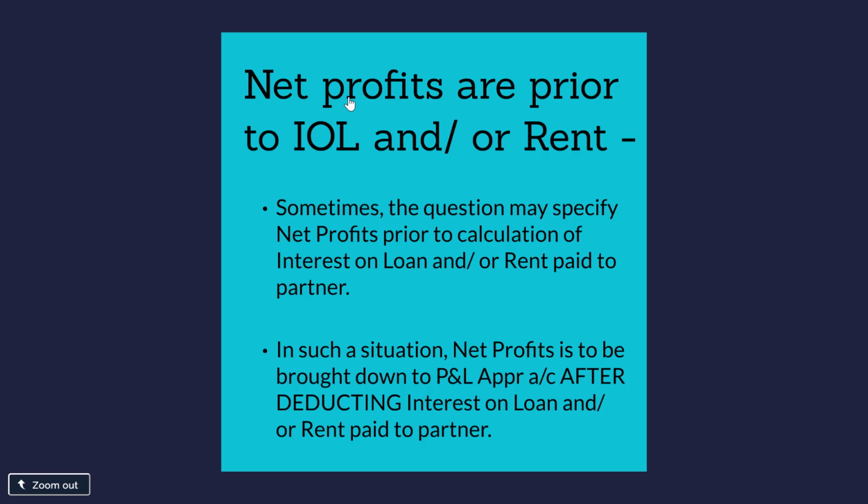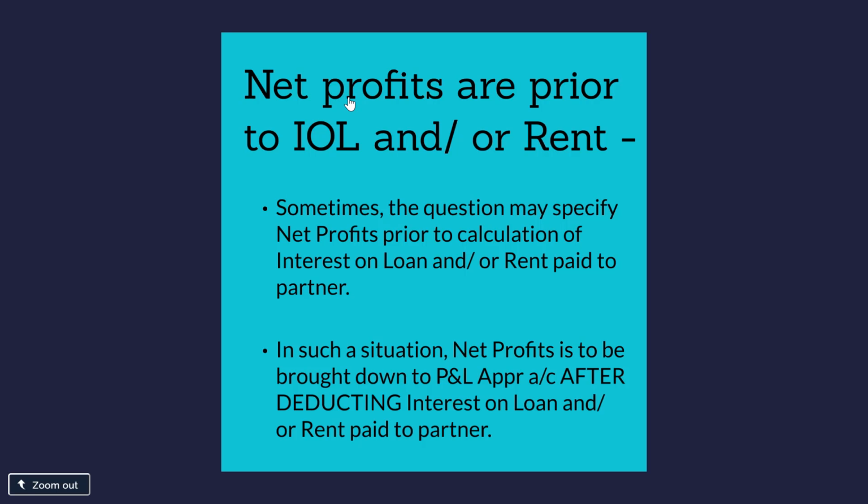Now, sometimes the profits will be given prior to the interest on loan and/or rent. In such a case, when you are bringing down the profits or preparing your profit and loss appropriation account, the profits that are brought down should be after subtracting the interest on loan and/or the rent paid to the partner.